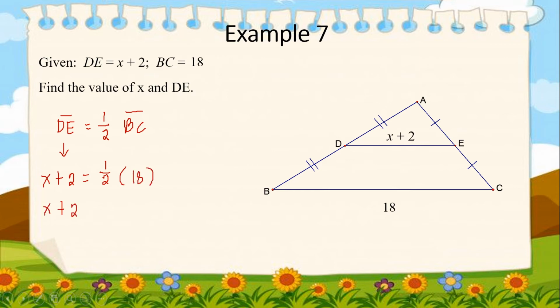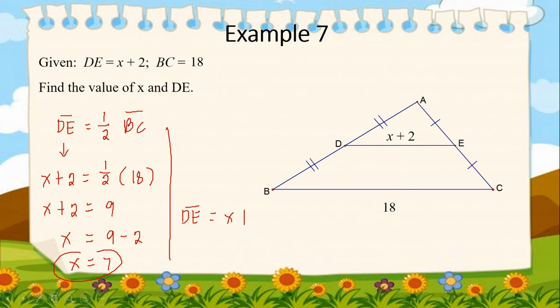X plus 2 is equal to 1/2 of 18, and half of 18 is 9. Solving for x, we have x is equal to 9 minus 2. Therefore, x is equal to 7. To solve for DE, we simply substitute 7 to x. So DE is equal to 7 plus 2. Therefore, the length of DE is equal to 9. As you can see, DE is half the length of BC.